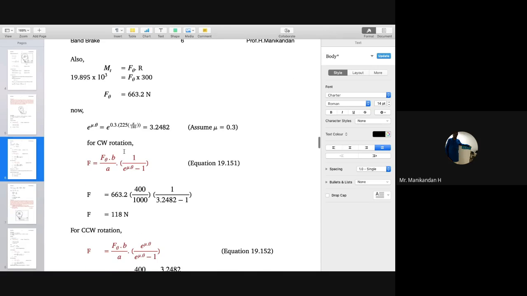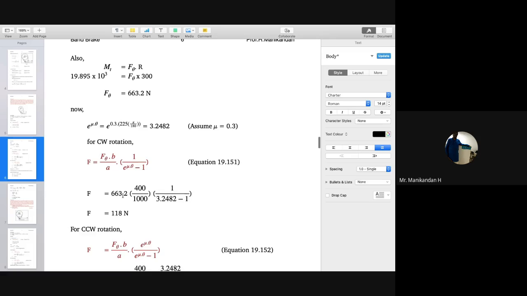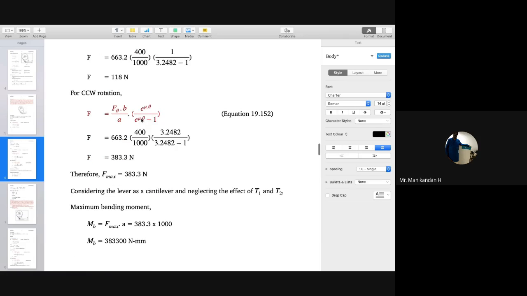Now for clockwise rotation, we have the formula F theta into B by A into 1 by e power mu theta minus 1. So substitute all those parameters: F theta 663.2, B by A 400 by 1000, 1 by 3.2482 minus 1. I got the operating force as 180 Newton for clockwise rotation. Again for counterclockwise, use the other formula, F theta into B by A into e power mu theta by e power mu theta minus 1. That is equation 19.152. So I got 383 Newton, which is the maximum. So take it as F max.